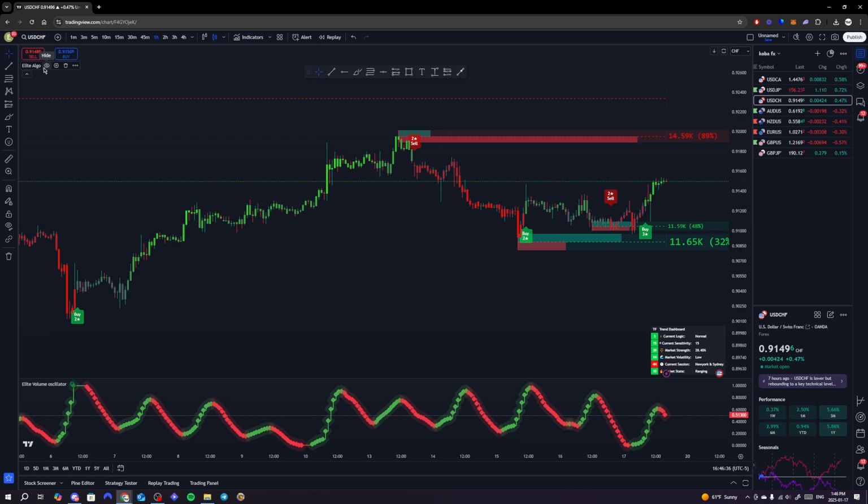Before we get into the strategy video, I'll show you guys exactly how you can combine Elite Volume Oscillator, our new indicator, with Elite Algo. Let me first talk about this indicator and show you guys exactly what it does.